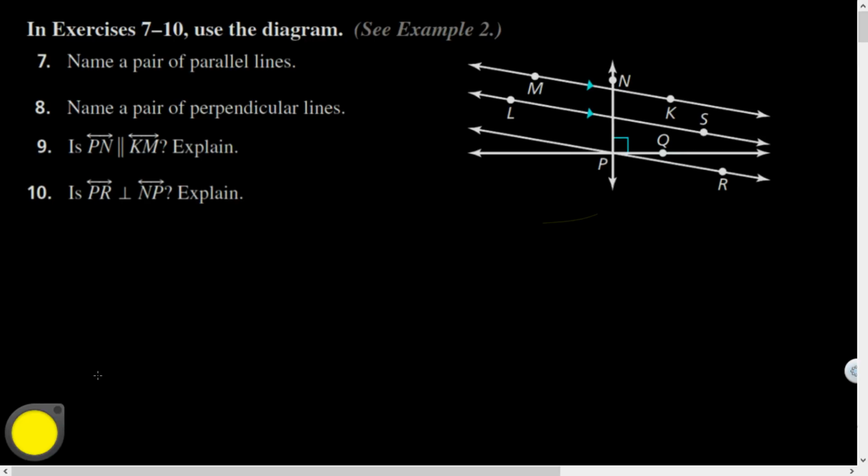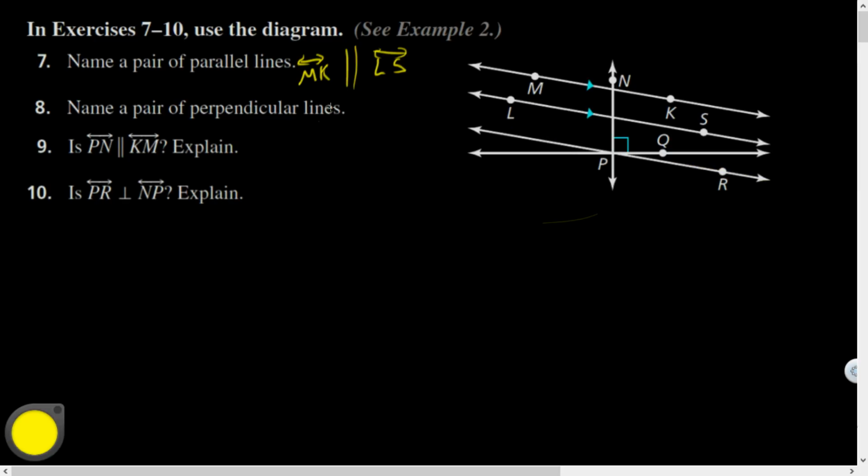MK and LS, accurate. I've got to make sure I associate the letters to the correct point. They said lines, so we'll use the line notation. MK is parallel to LS. Classic, and the reason we knew that was because they had the little double arrow notation. I can't assume that about PR because it was not labeled such.